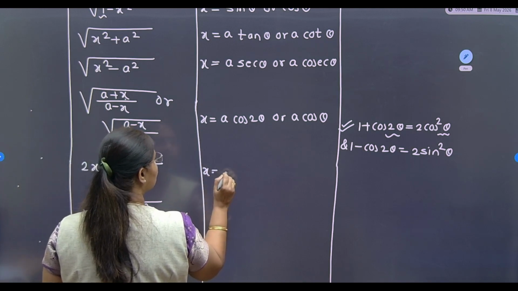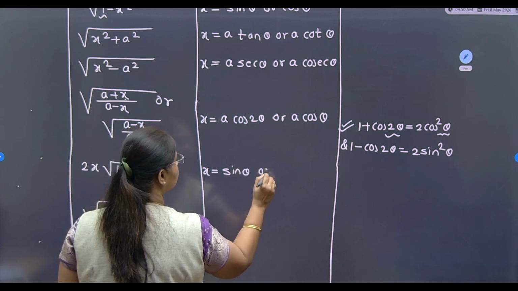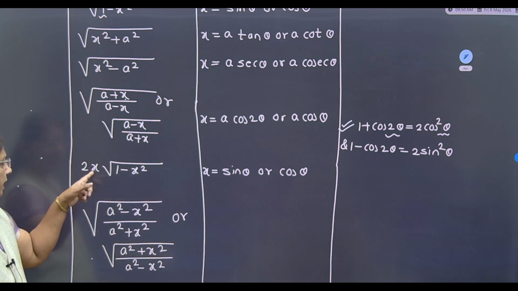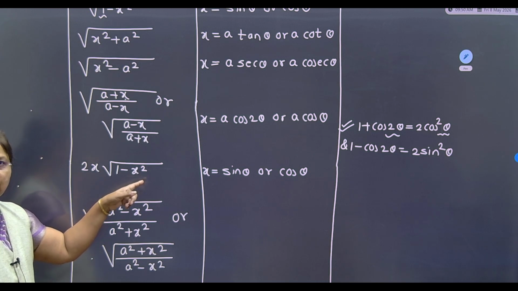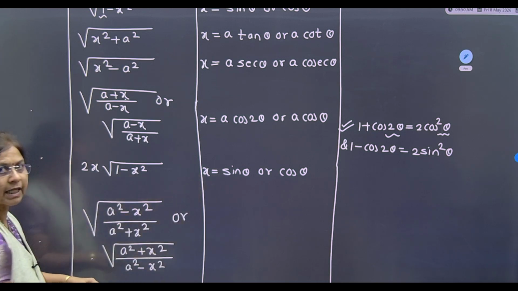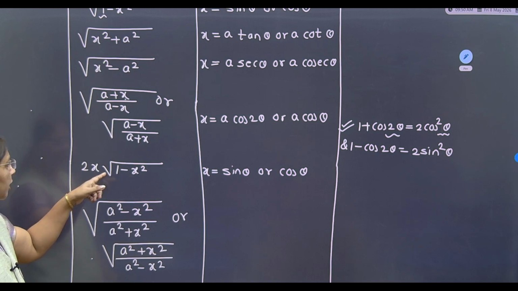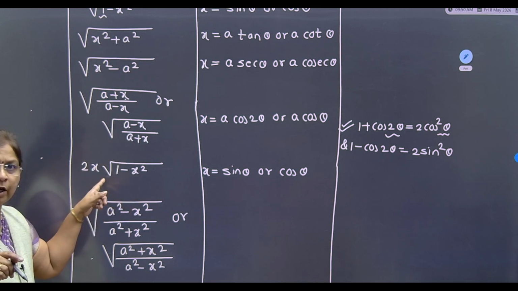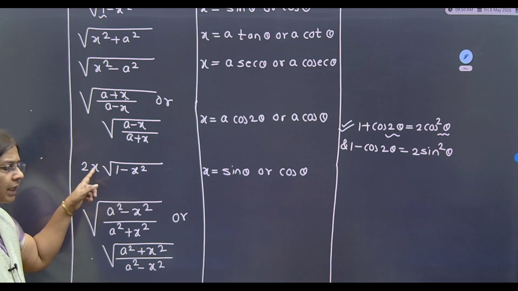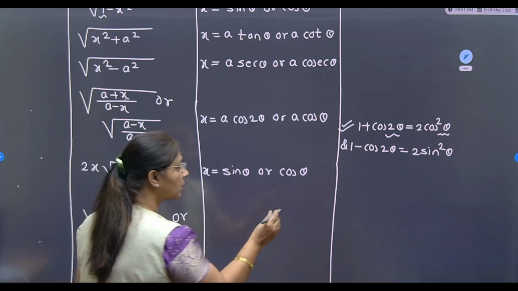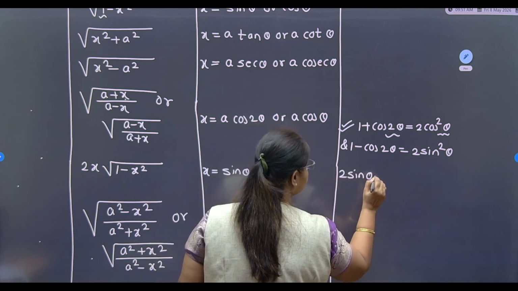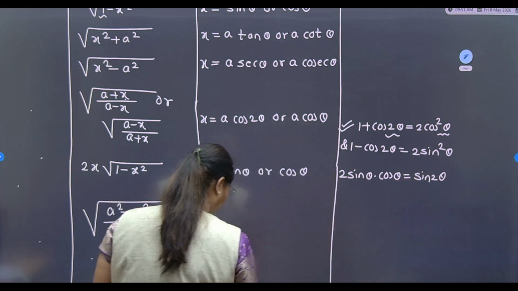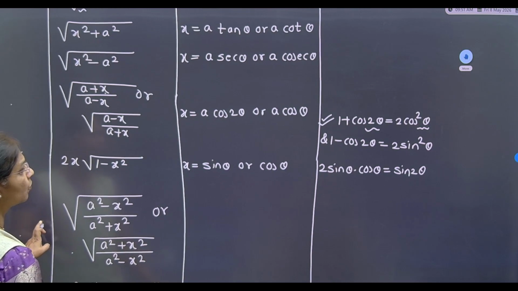Next, 2x into under root of 1 minus x square. Put x equals sin theta or cos theta. For example, put x equals sin theta: 2 sin theta into under root of 1 minus sin square theta, which is cos square theta. The square root cancels, and we get 2 sin theta cos theta, the formula of sin 2 theta, the double angle formula.